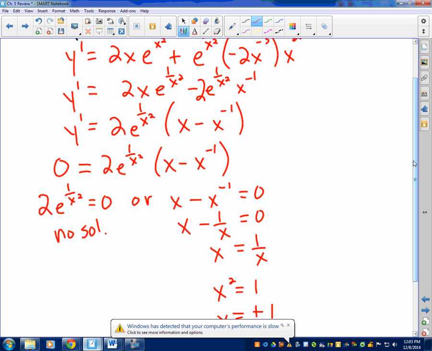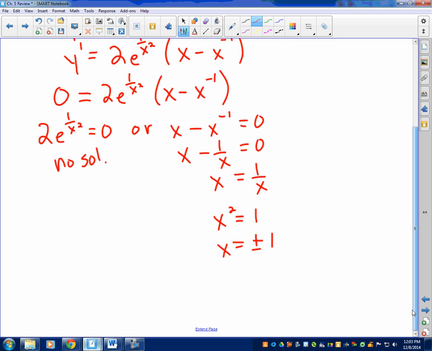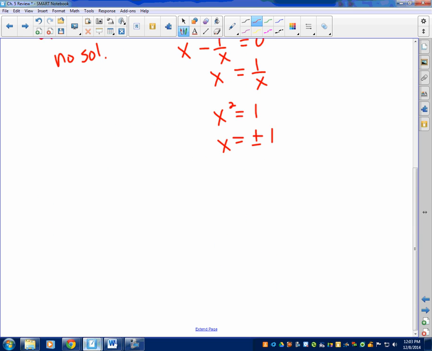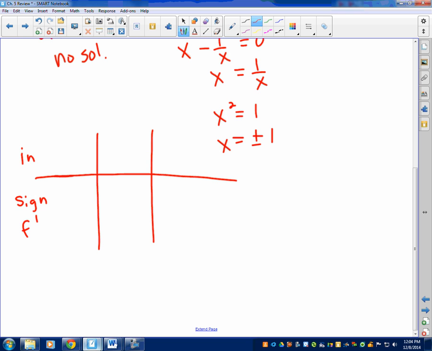I am going to need to have a break at 0 because the original is not defined at 0. So I need to have a break there. We're also seeing that in the derivative as well. So my table is going to look like this. I have a sign of f prime, and then I have my intervals here.